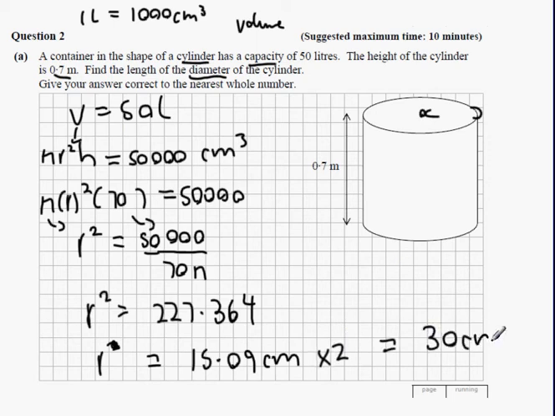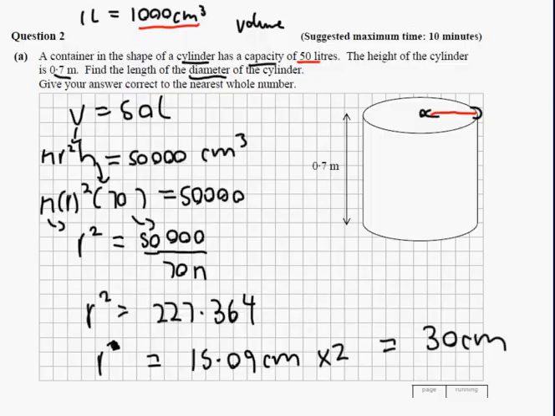Is that right? Okay. Sir, where did you get the 70 from there? 0.7 metres, the height, is the same as 70 centimetres. Oh, yeah. Okay. Can I move on? Why do you multiply by 2? It wants the diameter, not the radius. You have the 50,000. 50 litres. 1 litre is 1,000 centimetres cubed, therefore 50 is 50,000 centimetres cubed.